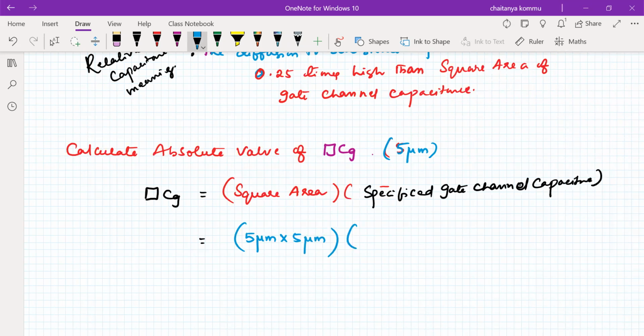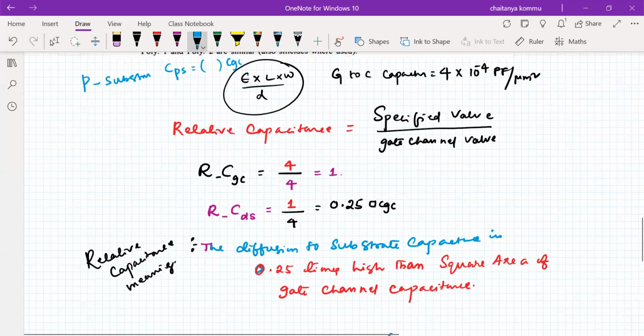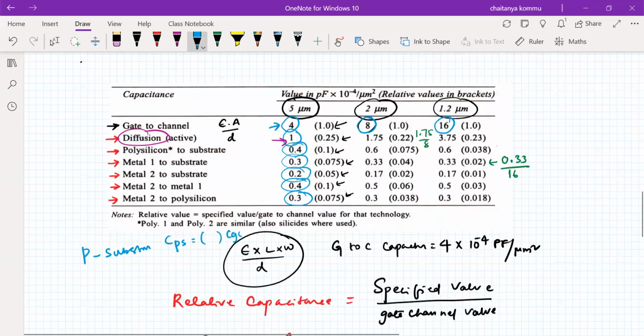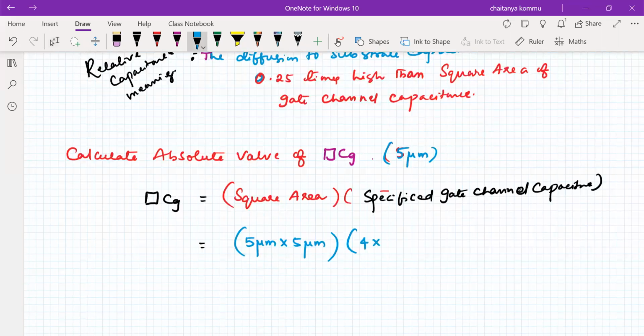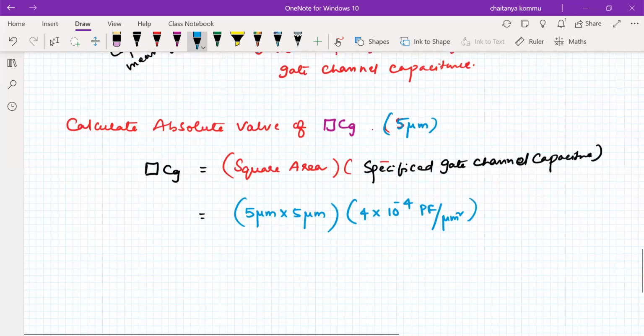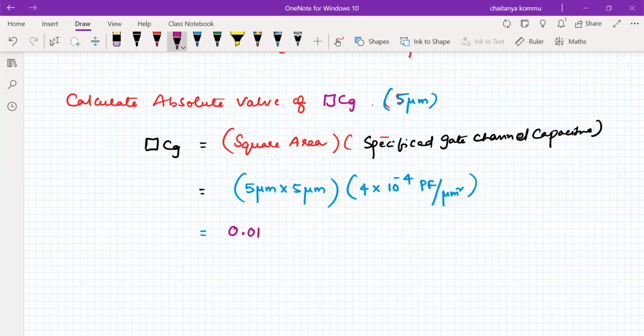And what is the specified value? We have seen the specified value is 4, right? So the 4 is multiplied with 10 to the power of minus 4 picofarads per micrometer square. If you calculate this one, it becomes 0.04 picofarads.